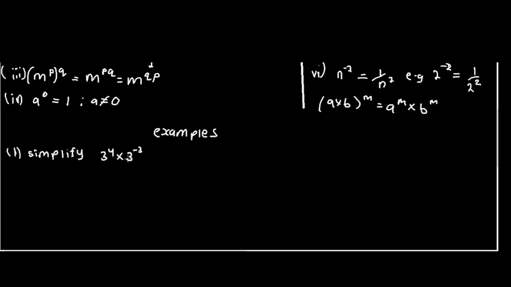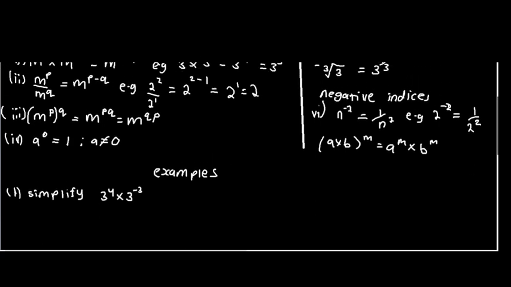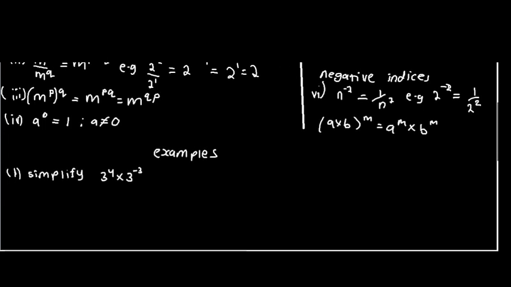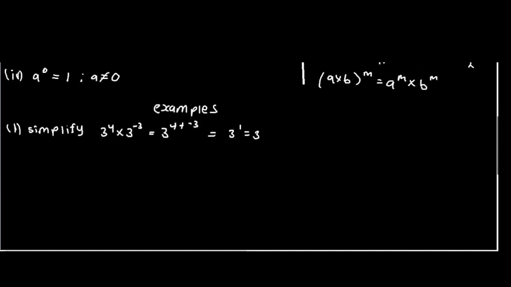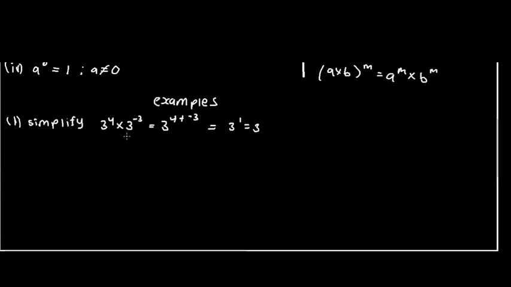So here we are going to use the rule which involves multiplication of two same bases, which is the first rule. It says that m to power p times m to power q is equal to m to power p plus q. So this will be 3 to power 4 plus negative 3, which is 3 to power 1, because 4 minus 3 is 1, giving us 3. So that was our first example, and I hope you've understood how we get that.